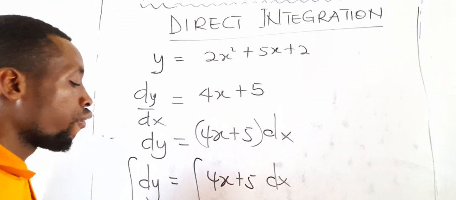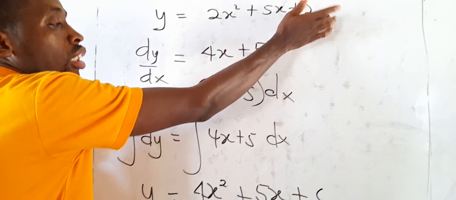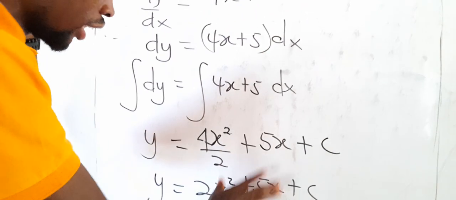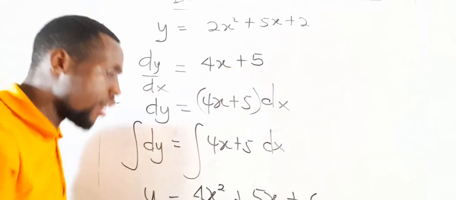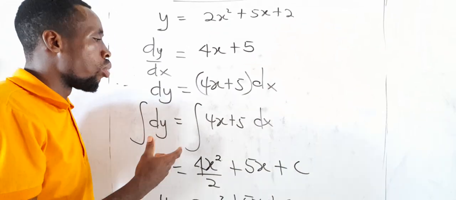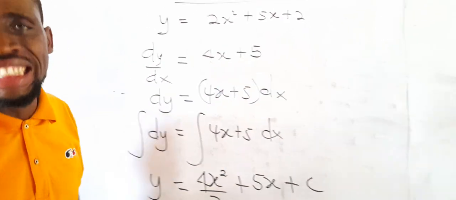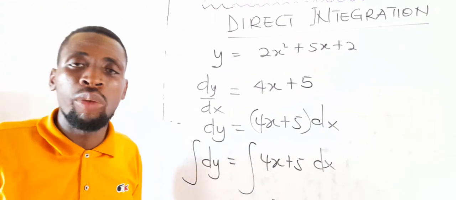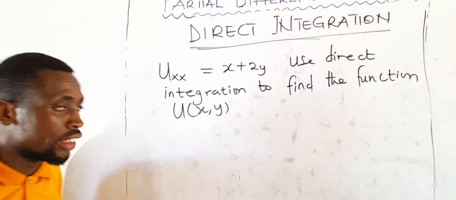Remember, if the values of x and y are given, we can get these too. I hope you know this. Remember, this function is dependent on only one variable. What if it is dependent on two variables? How do we integrate to get the function back? That is known as direct integration. So come with me. Okay, so let's see how direct integration works.